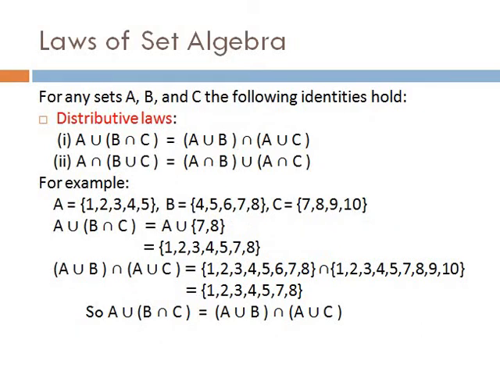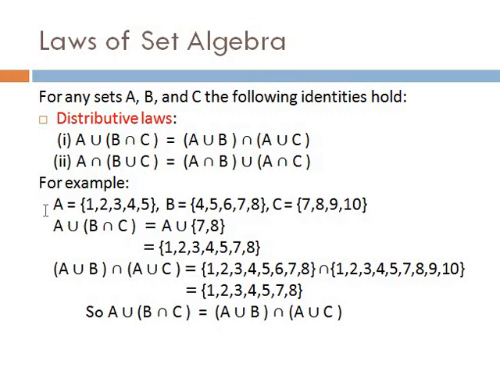Next law is the distributive laws. For any sets A, B, C, the following identities hold. First law is A union (B intersection C) is equal to (A union B) intersection (A union C), that is a combination of union and intersection. And the second law is A intersection (B union C) is equal to (A intersection B) union (A intersection C), the union of these two sets, A intersection B and A intersection C.